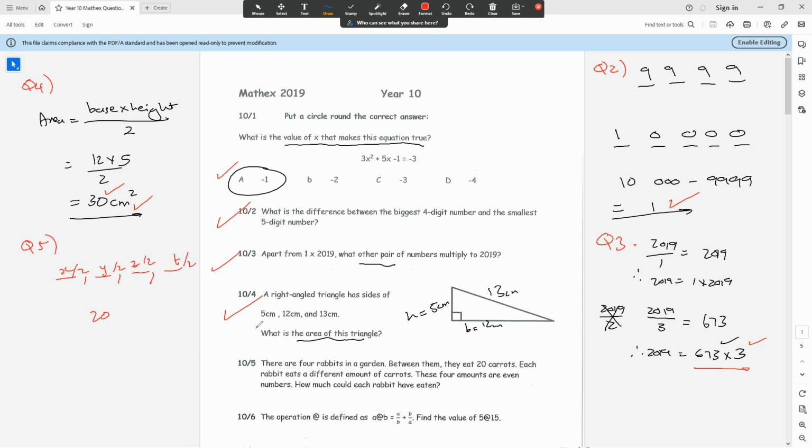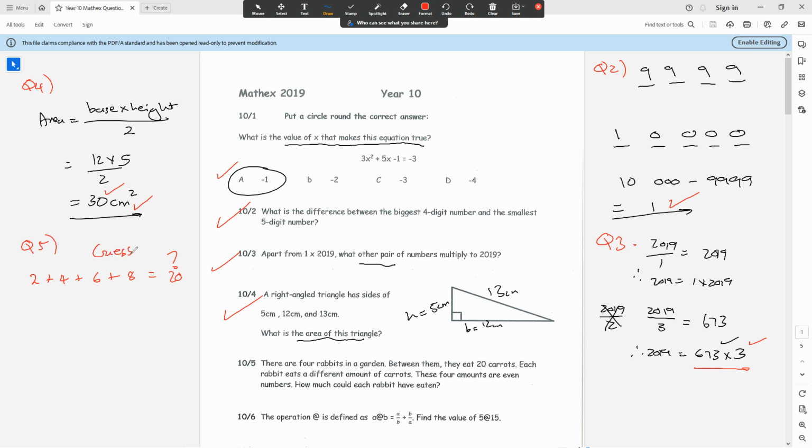How much could each rabbit have eaten? What are we actually saying here? We're saying that we got 4 numbers. They are even numbers that add up to 20. 2 plus 4 is 6, 6 plus 6 is 12, 12 plus 8 is 20.